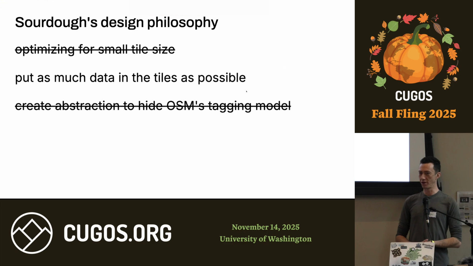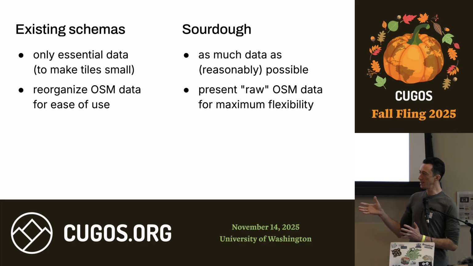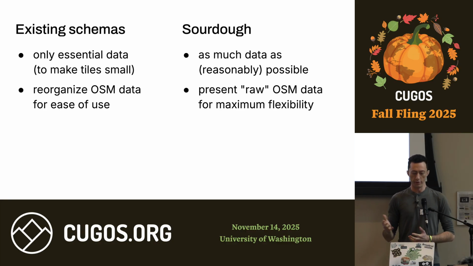Also, instead of trying to simplify and abstract the OpenStreetMap data model, what if you just directly exposed as much of it as directly as possible for the cartographer to use? So existing schemas are optimizing for production maps that are in the style of Google Maps or Apple Maps, where they're road atlas data, or where they're depicting a map that's a kind of a standard road atlas. And they're also trying to reorganize and simplify OpenStreetMap data for ease of use.